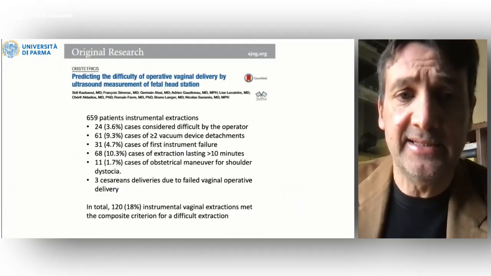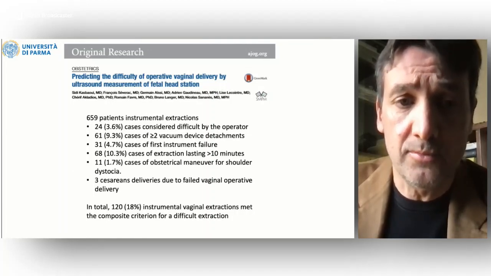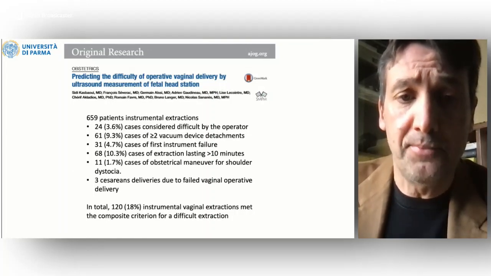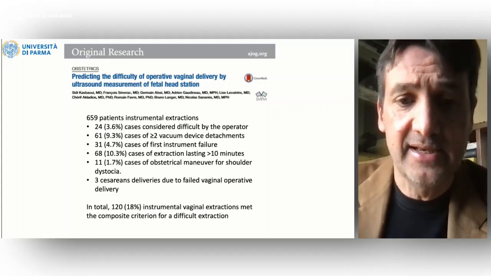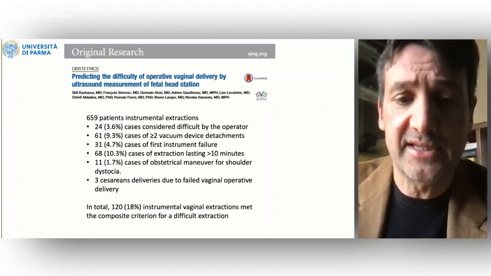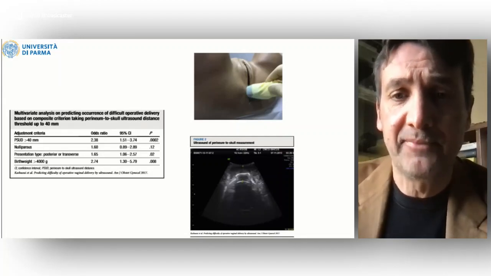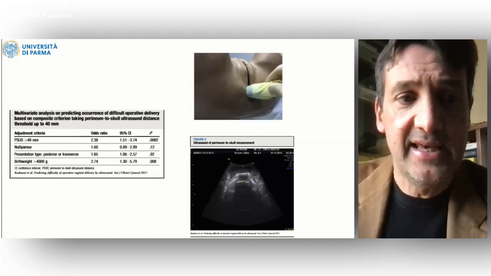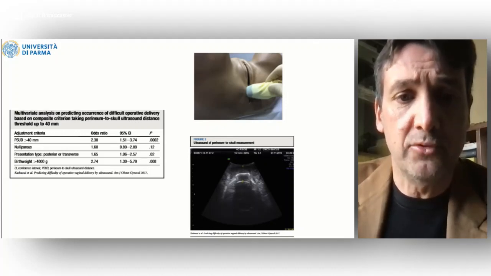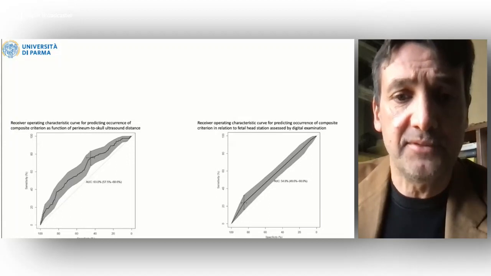In a similar study, another study from France, more than 650 women underwent operative vaginal delivery. Overall, 18% of these instrumental vaginal deliveries were defined as difficult. The authors measured not the angle of progression, but on the axial plane, the head-perineum distance. As you can see from this table, the head-perineum distance, which in the study is called the PSUD, a different acronym, was the most significant predictor of a difficult instrumental vaginal delivery, much more reliable than clinical station, as you can see from this ROC curve.